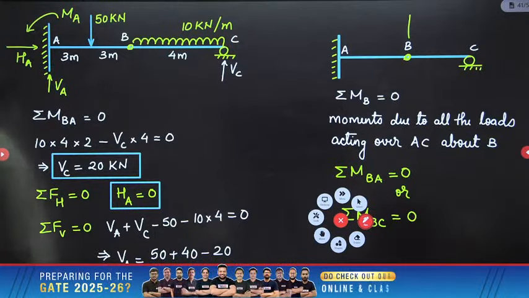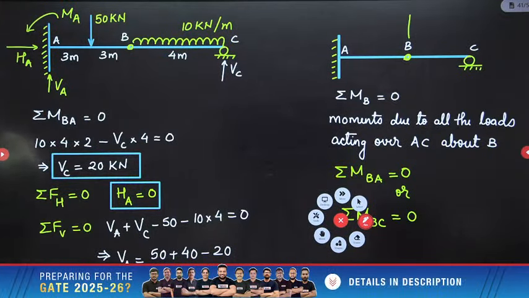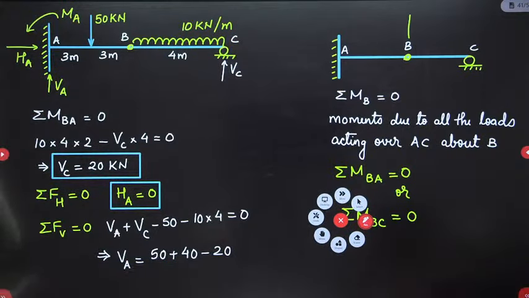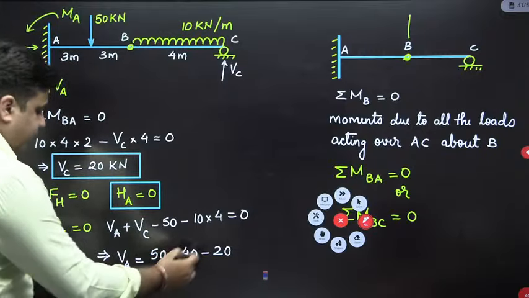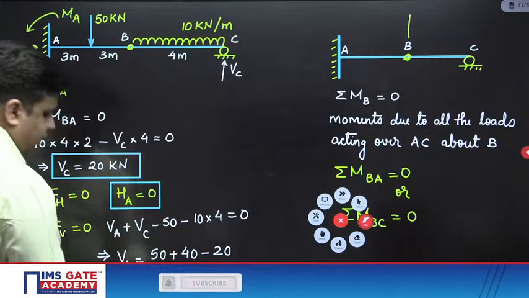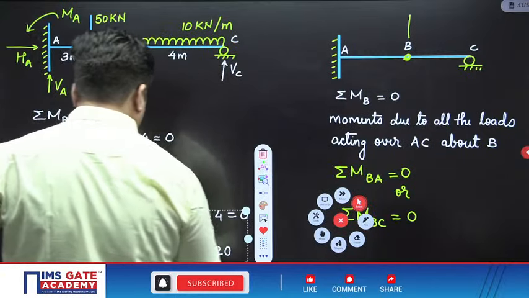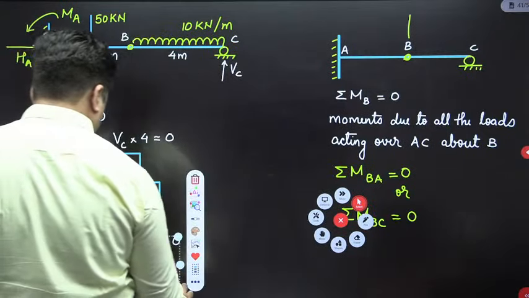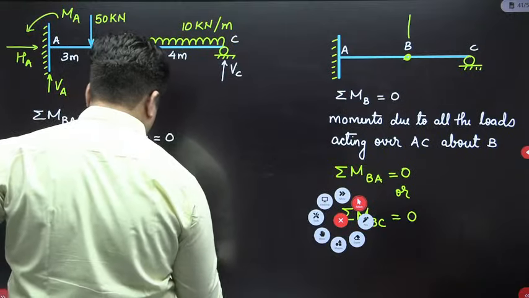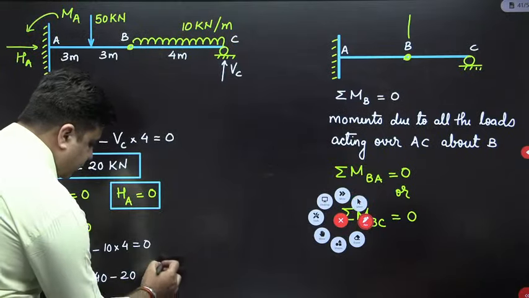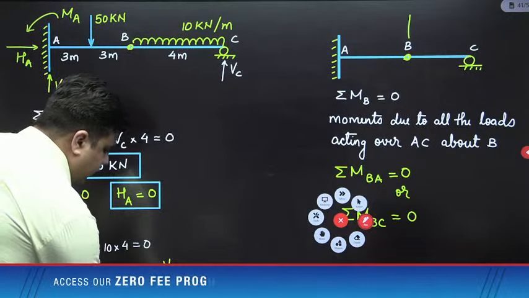Please tell me the value of VA from here. So 50 plus 40, 90, 90 minus 20 will be 70. So VA is equal to 70. So VA is equal to 70 kilonewton.